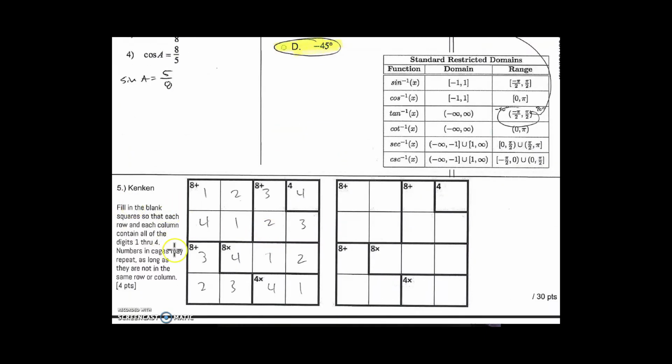Question number 5, I give you guys a 4x4. You can look for the freebies. There were 4 or 1. And then the front side was out of 30 points.